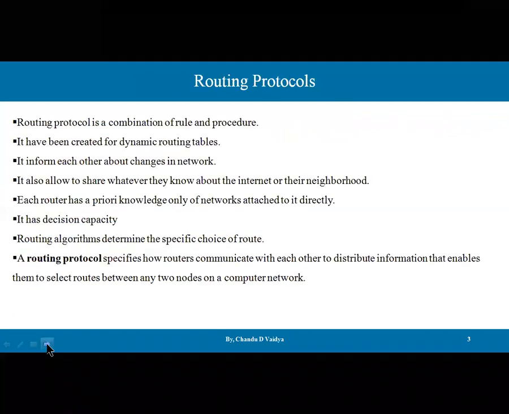Then if you go with the routing protocol definition, guys, a routing protocol is a combination of rules and procedures. As we know, a protocol is a set of rules, where we have syntax, semantics, and timing. In this protocol, for everything to be followed properly, there have to be rules and procedures. On the basis of these procedures and rules, everything works. It has been created for dynamic routing.